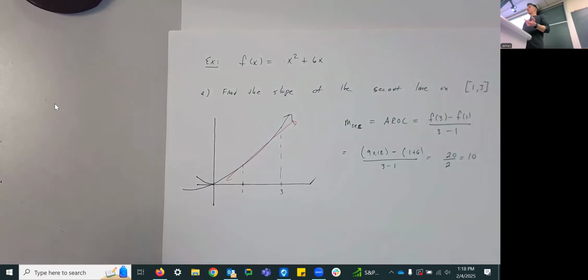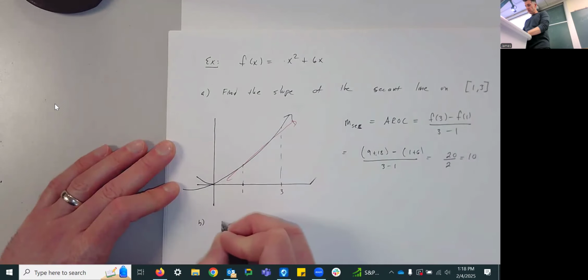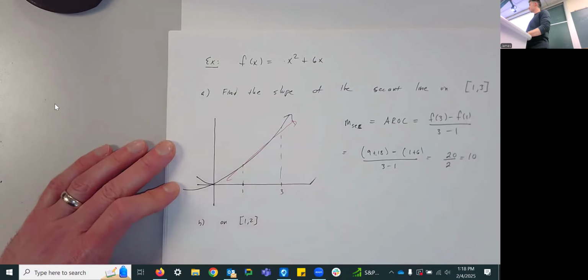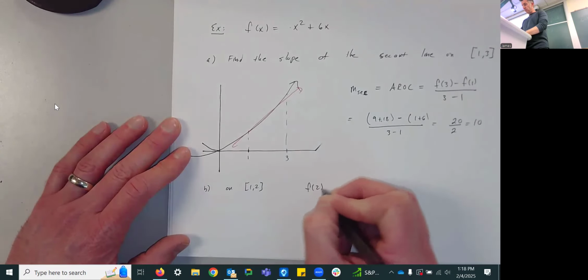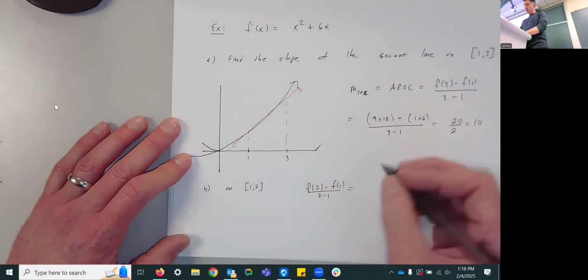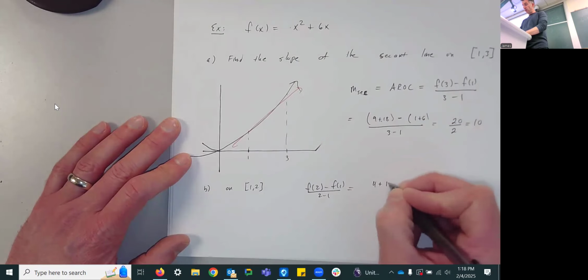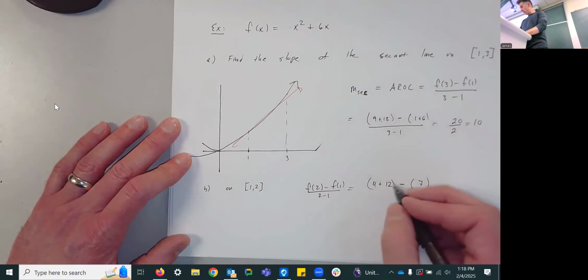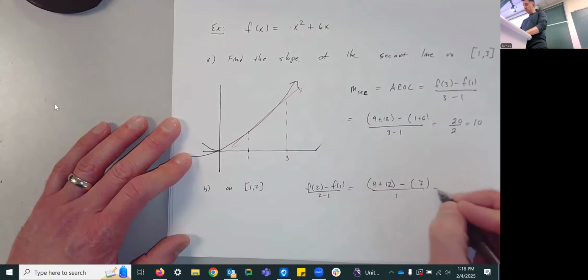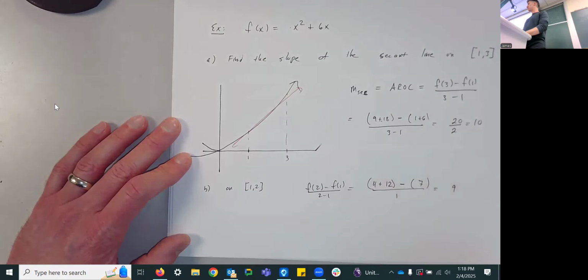And what we'd really like to do is see what the slope of the tangent line is at 1. So we're going to get a little bit closer. Instead of going from 1 to 3, now let's go from 1 to 2. Again, same idea. That's just going to be f of 2 minus f of 1 over 2 minus 1, which is 4 plus 12 minus f of 1, which is again 7, all over 1, which is 16 minus 7, that's 9 over 1, which is 9.